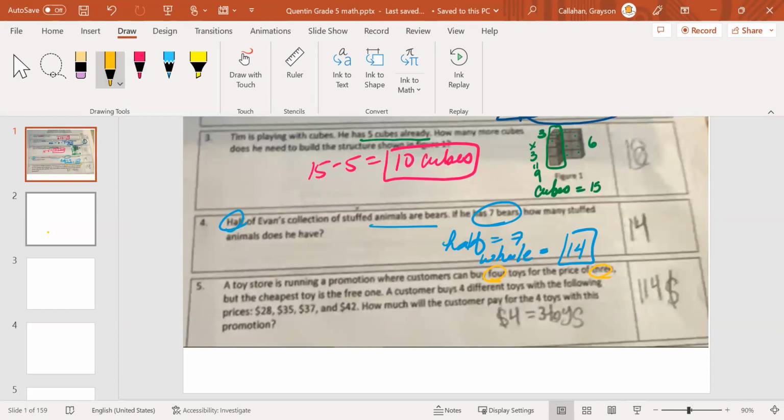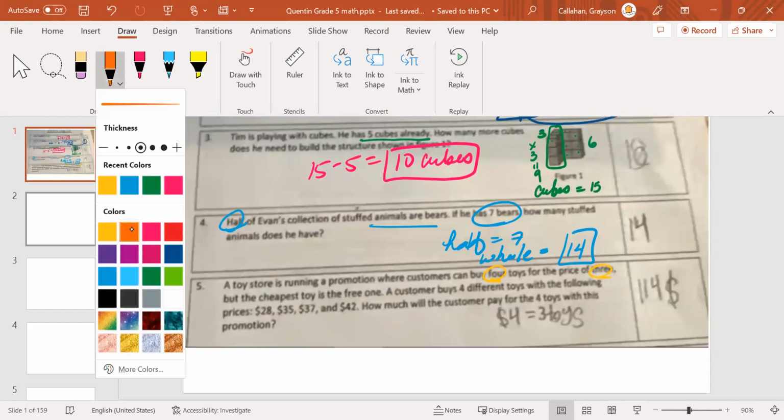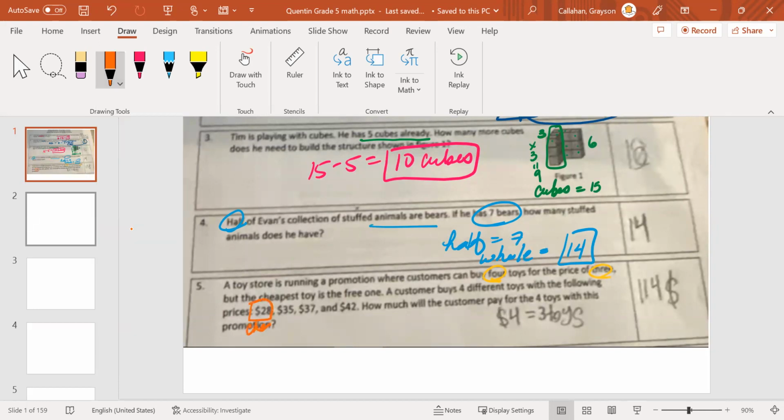Okay. Which one's the cheapest one? I know, but which one's the cheapest right here? How many dollars? 28. So we're not going to count that one because that one's free, right? So then what do you do with the other 3? It's free because remember they said the cheapest one is free. Which one's the cheapest? $28. We're not going to include it. When you add everything together, what do you get?